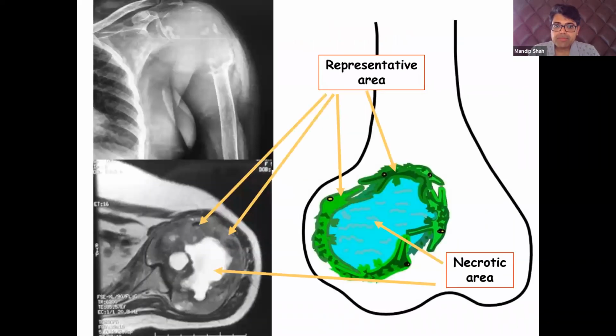Let us take an example. Now, this is a very large destructive lesion in the proximal humerus. Of course, the first differential here is high-grade malignancy. If you see the MRI, there is a large area of necrosis inside. Okay, so this is the area where you will not find any viable cells. So if you end up taking a biopsy from this necrotic area, you are more likely to have a non-representative biopsy. So you have to take a biopsy from one of these solid areas. So this is how the MRI will guide you as to from where to take the biopsy.